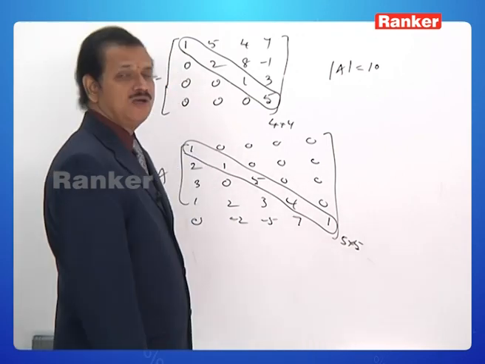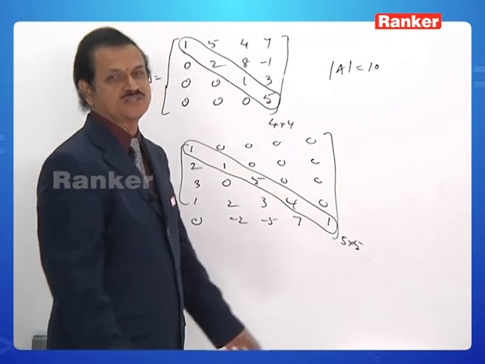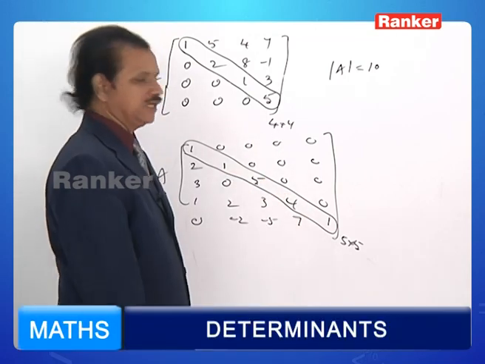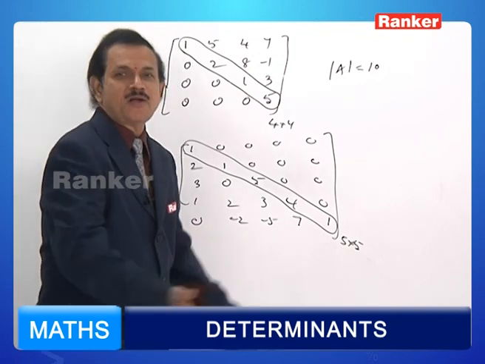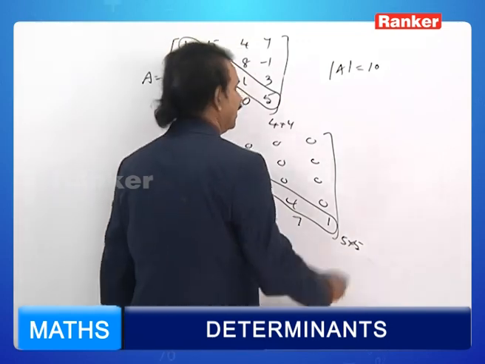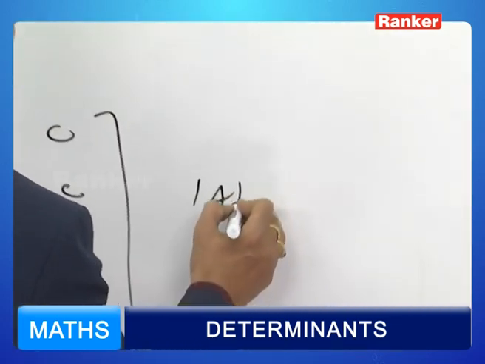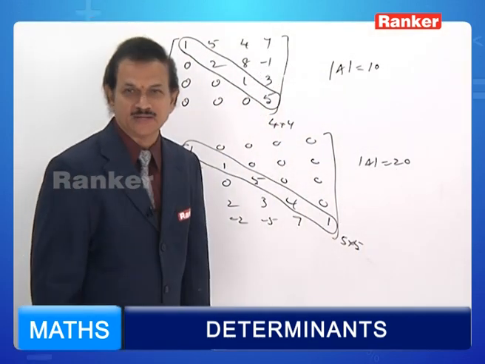My dear friend, whether it is upper triangular or lower triangular, it is immaterial. If you want its determinant, you just find the product of diagonal elements. What is the product of diagonal elements here? 20. So det A is equal to 20.